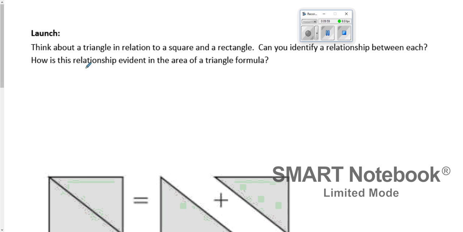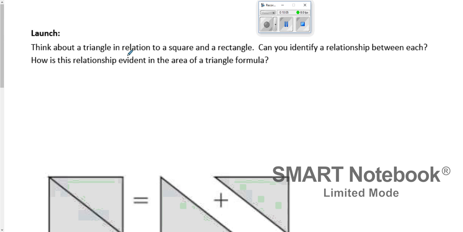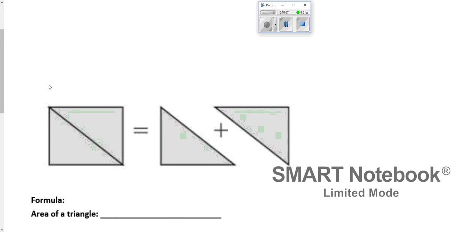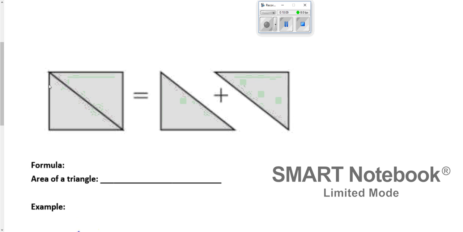Well, I just kind of talked about this, but we will talk about this again. Think about a triangle in relation to a square or a rectangle. Can you identify the relationship between each? Well, you can see in this picture that they give you a gray rectangle, and they draw a diagonal line and cut it in half, and they make two equal triangles. That's the relationship between triangles and rectangles.